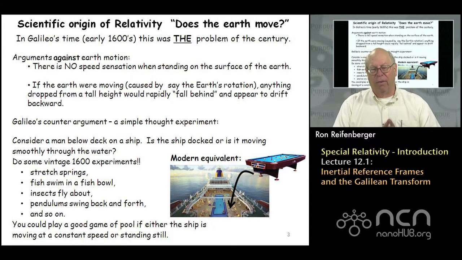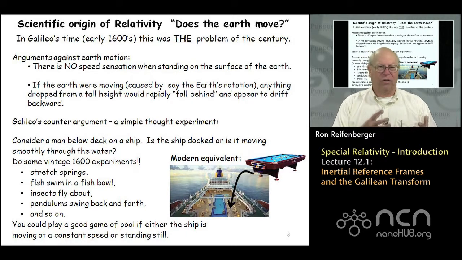Is there any experiment that you can do to distinguish between the ship moving at a constant velocity or the ship standing still at a dock? So the experiments you have to do have to be below deck. You can't look out the window of the ship.